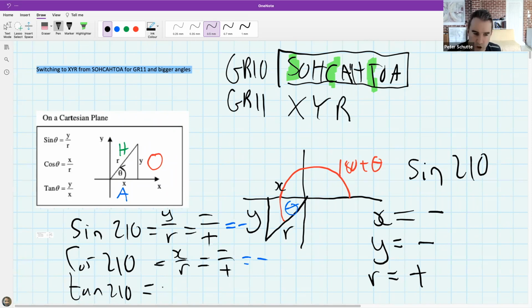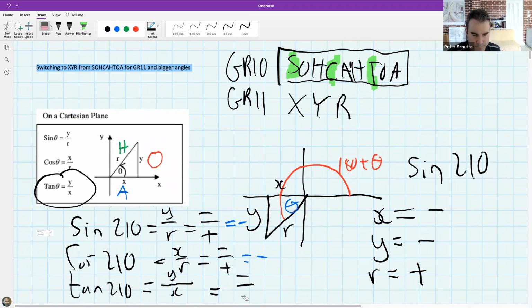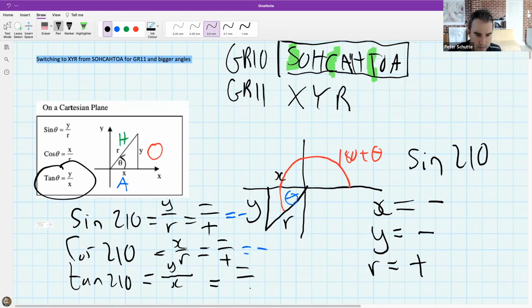Okay, now we kind of know this from the last lesson, but just to show it to you from x, y, and r, tan is y over x, which according to what we did here, we have negative over negative, which means that negative over negative is a positive. And so this fortunately makes a lot of sense when we think about the CAST diagram. In quadrant 3, only tan is positive. The other two are going to be negative.